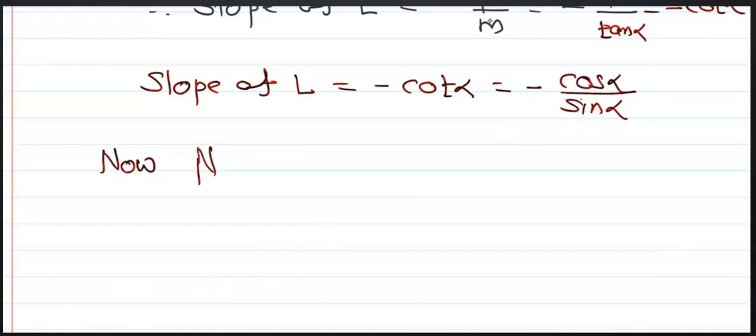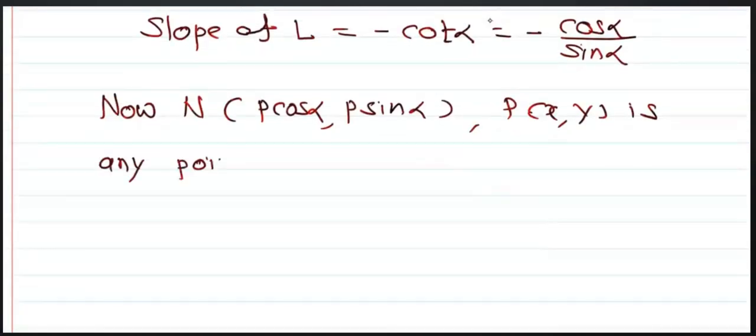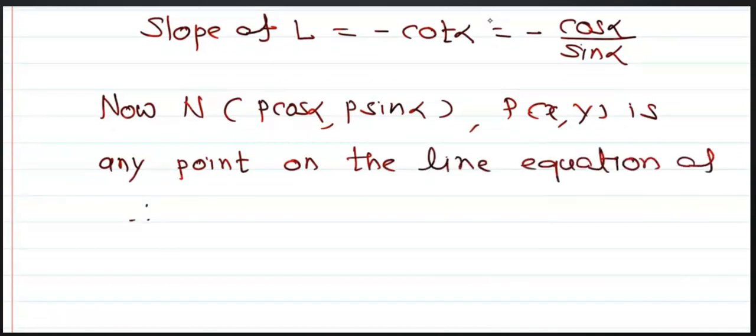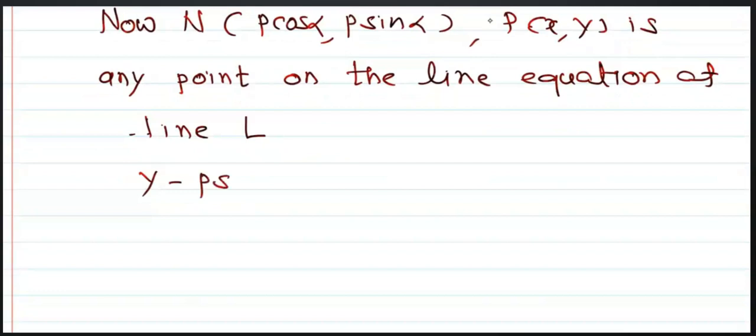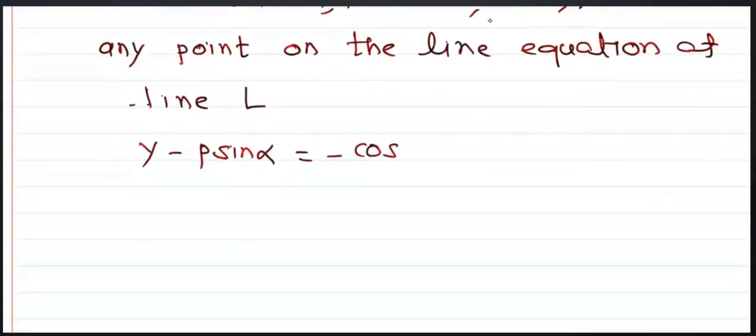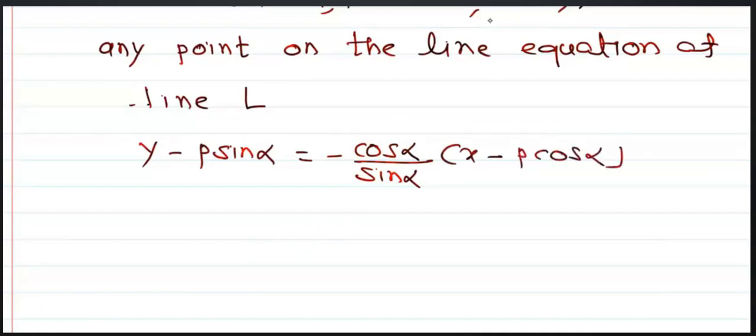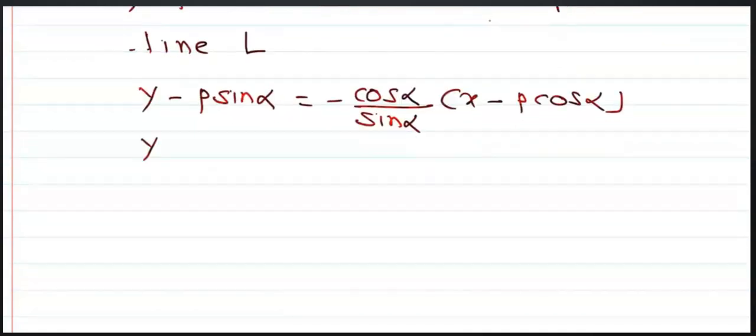Now N is p cos alpha, p sin alpha, and P is any point x, y on the line. Therefore, the equation of the line L is y minus y1 is equal to m in bracket x minus x1. Therefore, y minus p sin alpha is equal to minus cos alpha upon sin alpha in bracket x minus p cos alpha.